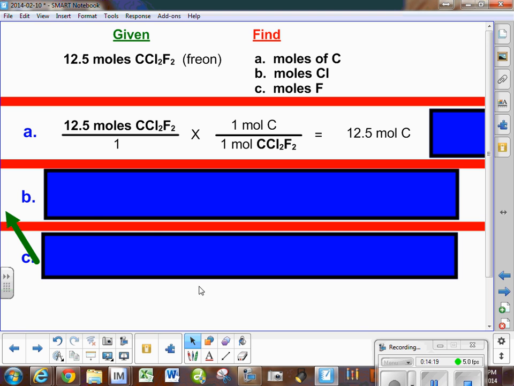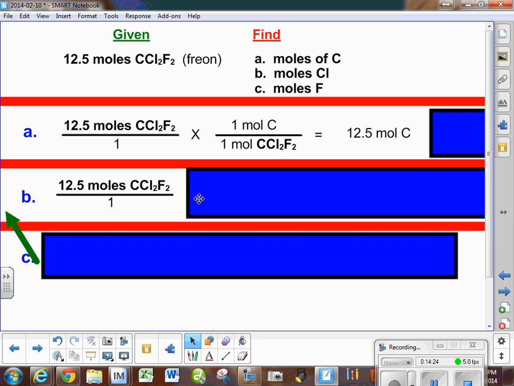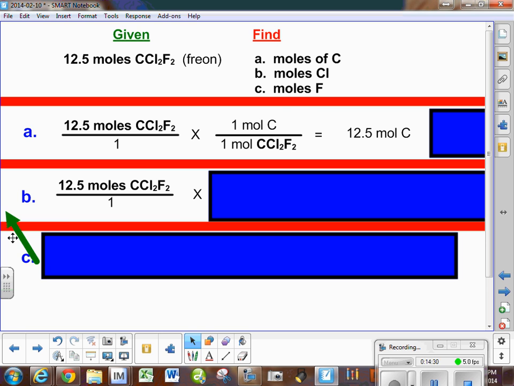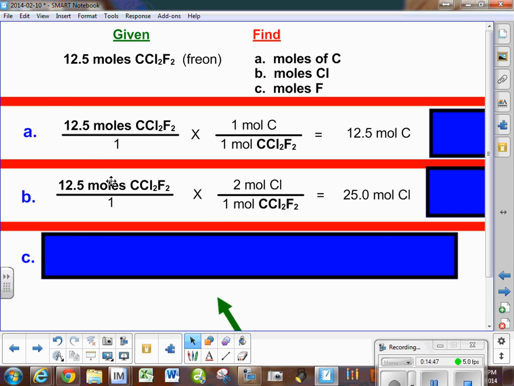All right, let's see what you did. We have the same given, don't we? Moles of the Freon molecule. But now we want to know, in letter B up here, the moles of chloride. So let's check it out. There's 2 chlorides, aren't there? Here we go. So if you got that right, then you have 2 moles of chloride for every mole of Freon. And that calculation is equally as easy. It's just 2 times 12.5, and that becomes 25. And the last one, just as easy.